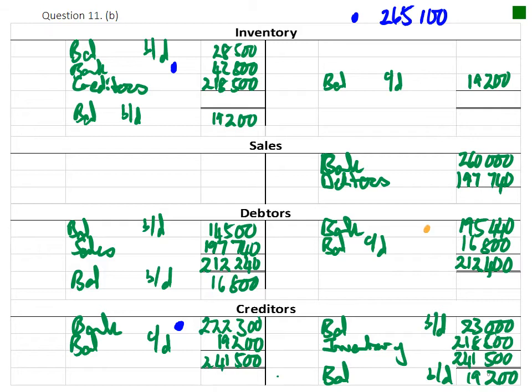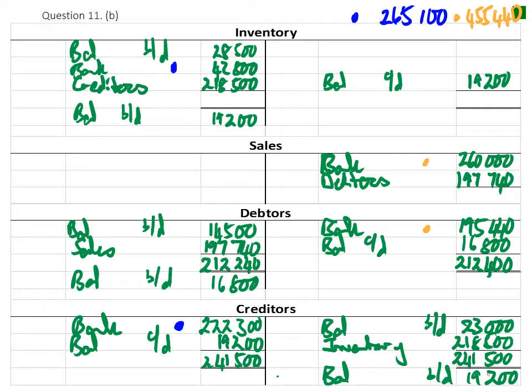And that 195,440 is what we've received from customers, plus this 260,000 here. The two together are going to give me 455,440, which is the total amount that I've received from customers. You will see if you go back to question 1, part A, this ties up exactly to the amounts that they gave us in part A.